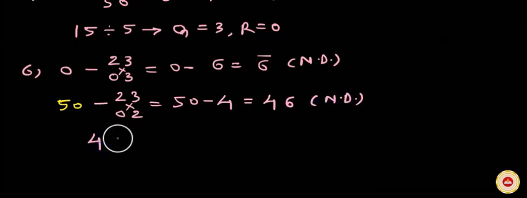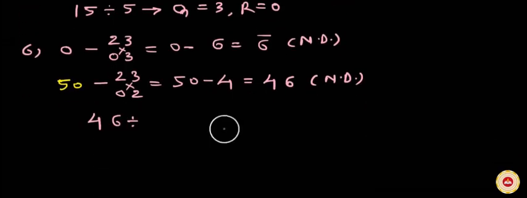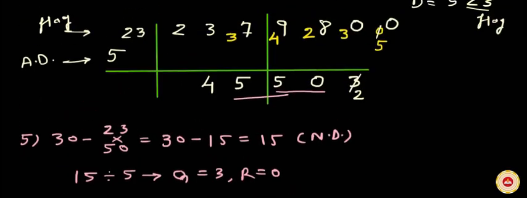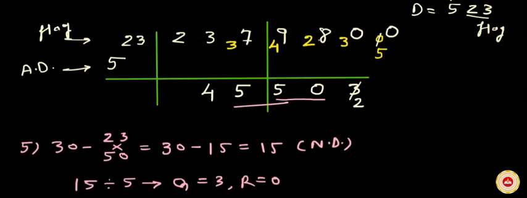So let us divide net dividend 46 by actual divisor 5, which gives us quotient how much? 5 9s are 45. Quotient is 9 and remainder is 1. 46 minus 45, remainder 1. So let us write quotient 9 and remainder 1.